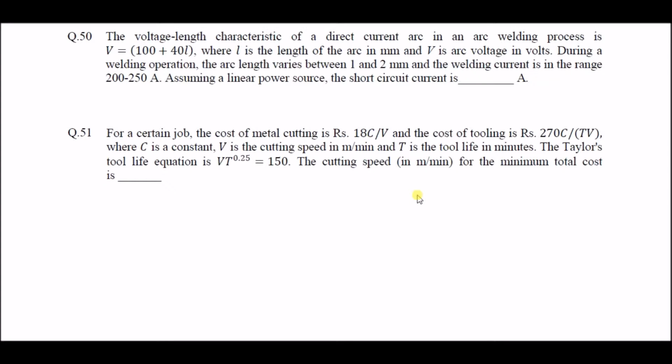Question 50. The voltage length characteristic of a direct current arc in an arc welding process is V = 100 + 40L, where L is the length of the arc in mm and V is the arc voltage in volts. During a welding operation, the arc length varies between 1 and 2 mm and the welding current is in the range of 200 to 250 ampere. Assuming a linear power source, the short circuit current is in amperes.